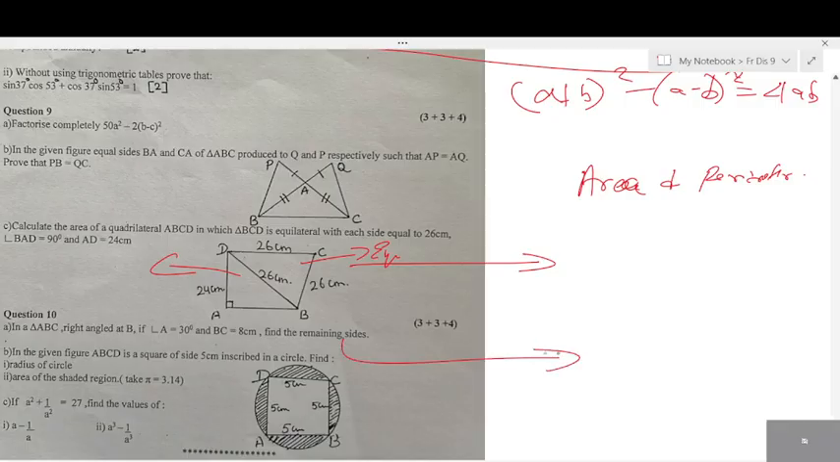Even this one. Right angle. Same area and perimeter concept. In a right angle triangle, 30 degrees is given. No, trigonometry.